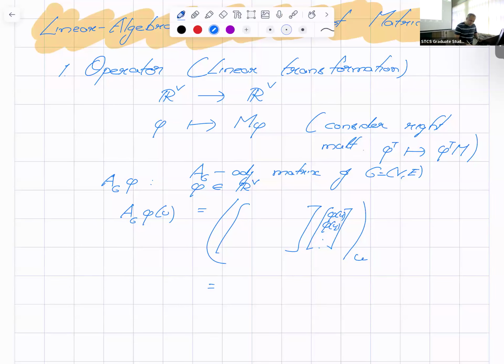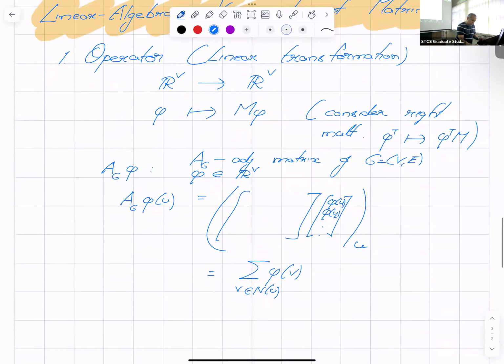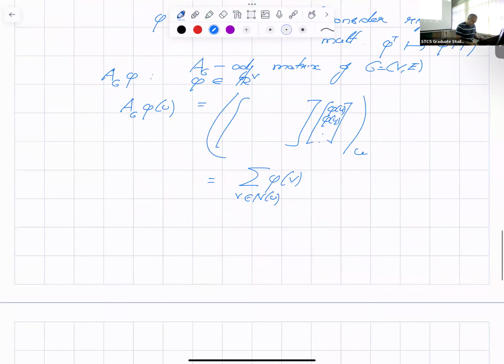It's just going to be the sum of phi of v, with v being in the neighborhood of u. The adjacency matrix is just going to sum up these quantities. Multiplying by the adjacency matrix just sums up, for every vertex, the values of phi over its neighbors. Okay, so that's what this one does. Let's look at the other viewpoint, which is the quadratic form.